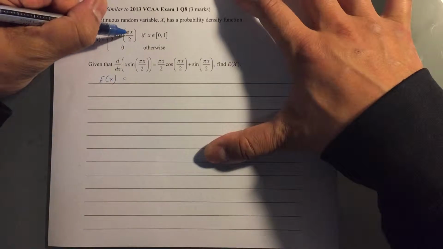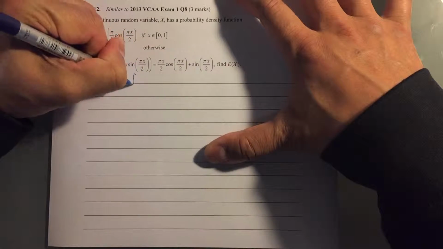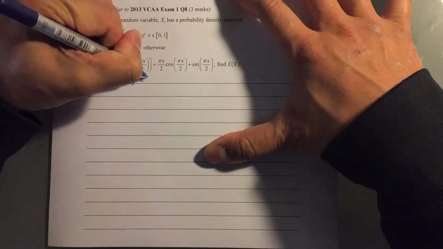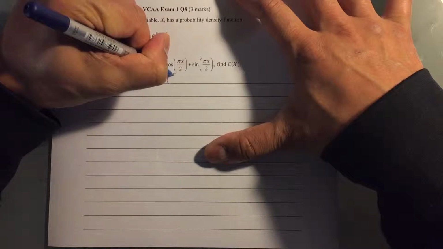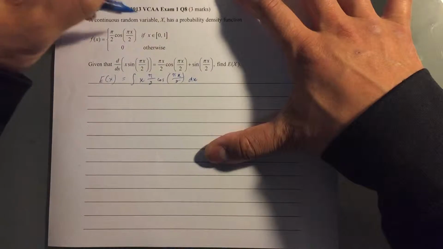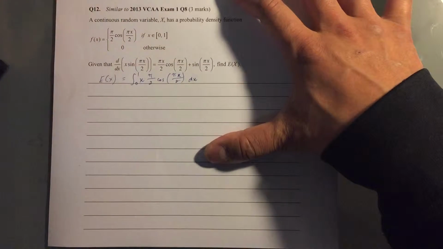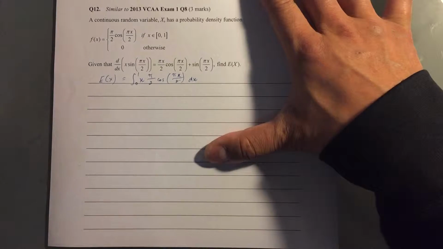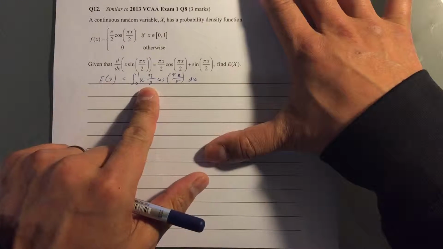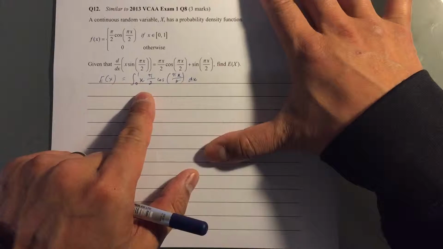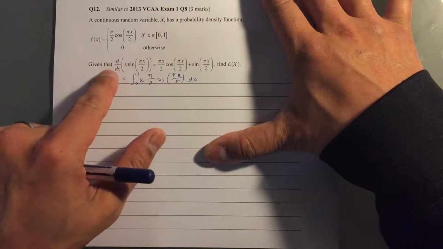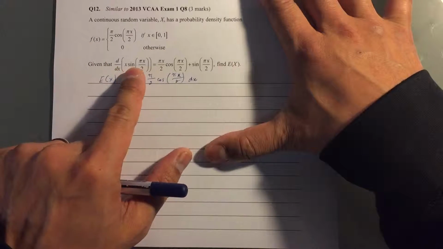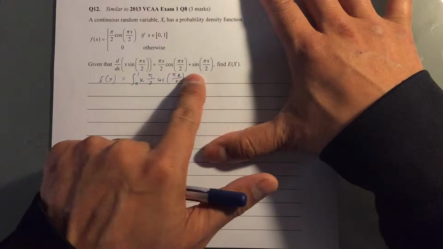that's going to be the integral of x times pi on 2 cos pi x on 2 between 0 and 1. Now, of course, the problem is that, non-calculator, we're not sure how to anti-differentiate x pi on 2 cos pi x on 2. So what they've done is they've told us that if we were to differentiate x sine pi x on 2, we would obtain this.